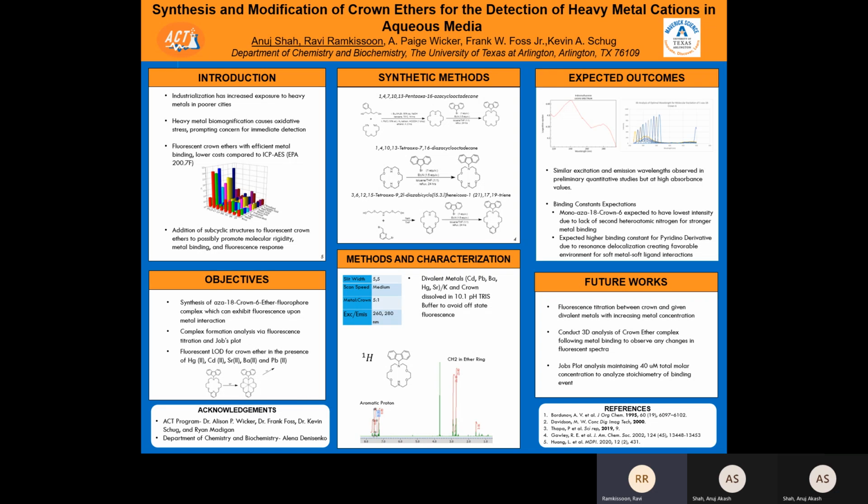And finally, we do need to continue with our Job's plot analysis, maintaining a total 40 micromolar concentration of the atoms in the solution. And from this, we'll be able to analyze the stoichiometry of the binding event, if the crown and metal are binding in a 1-to-1 ratio, or if there's some deviance going on.